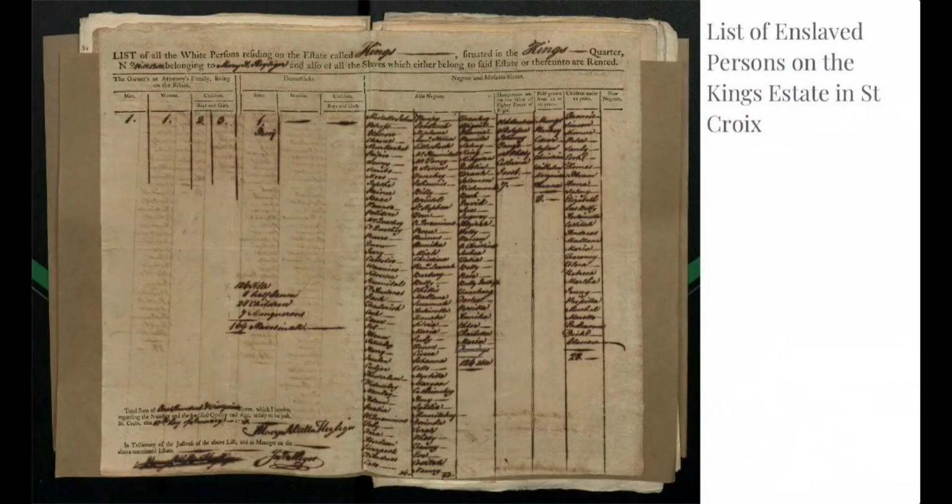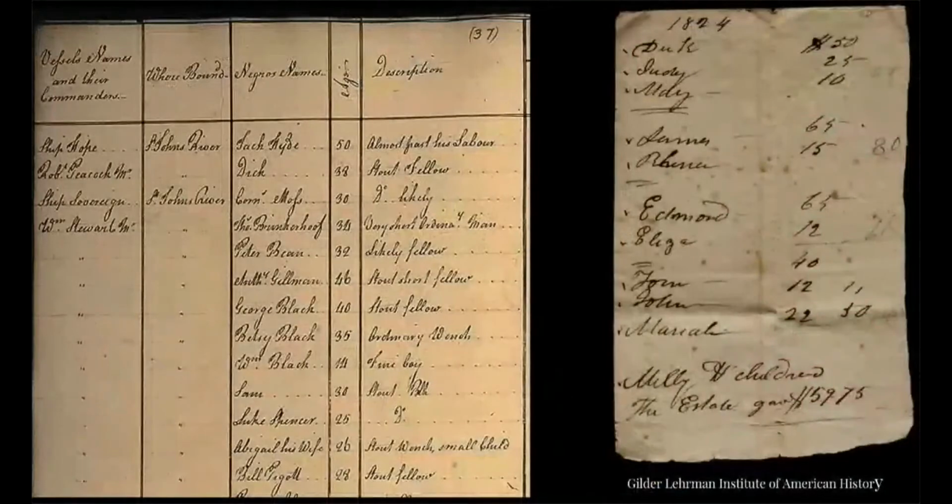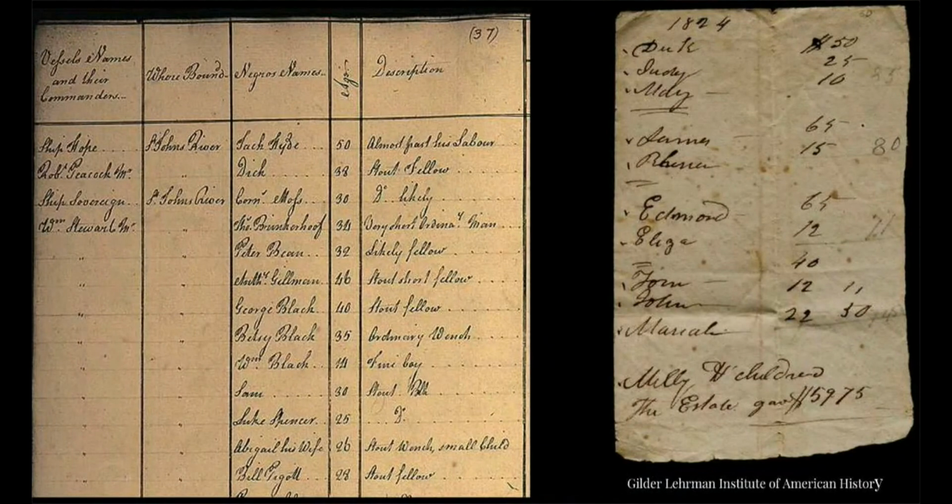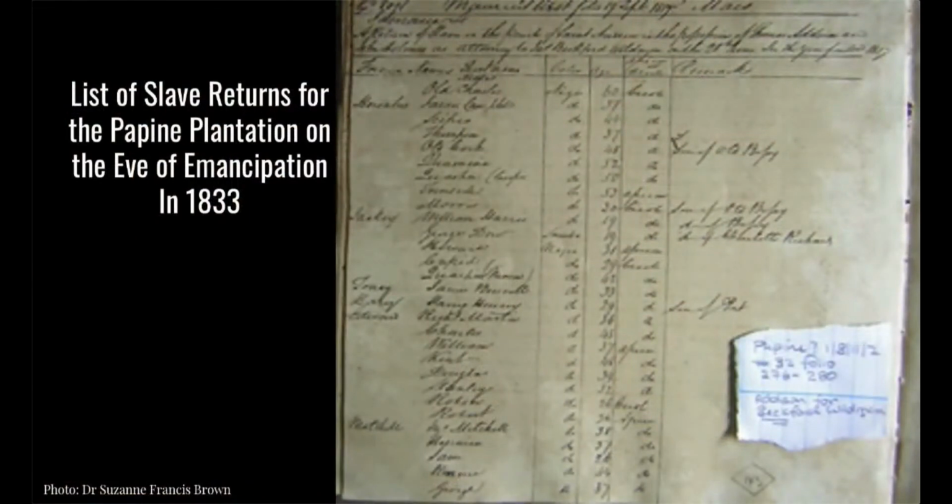The slave registers form the corpus of this study, and there are many example registers which can be seen. They looked slightly different in different places, but they were a sort of template for the planter class or the overseers, or those who manage estates, to account for the slave population. So collectively, they formed a kind of census.